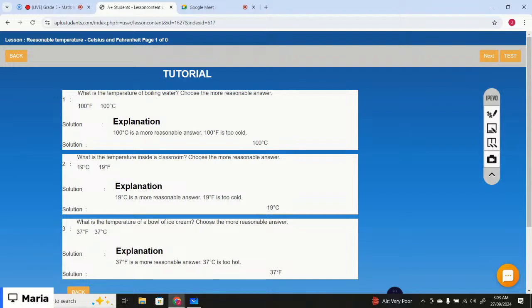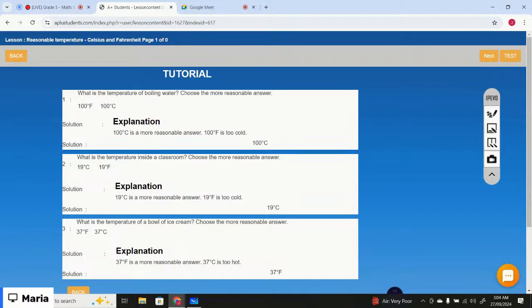What is the temperature inside the classroom? Choose the more reasonable answer: 19 degrees Celsius or 19 degrees Fahrenheit. 19 degrees Fahrenheit is too cold for the classroom. That must be 19 degrees Celsius.